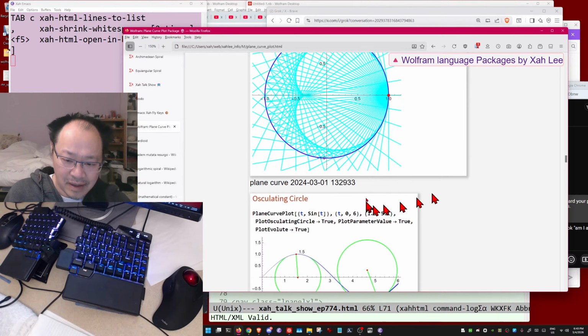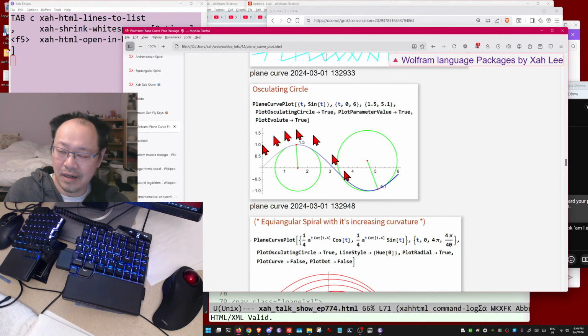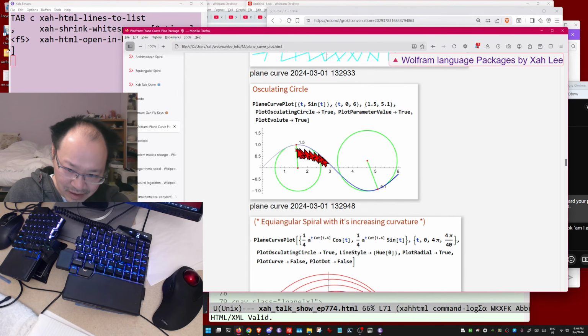But basically, osculating circle is like the idea of tangent, but it's a circle that is the most fitting circle at that point on the curve. So given a curve and given any one point on the curve, you have a circle that is the most fitting to that point. For example, at this point on this sine curve you got this circle. This circle is called the osculating circle at that point of this sine curve.